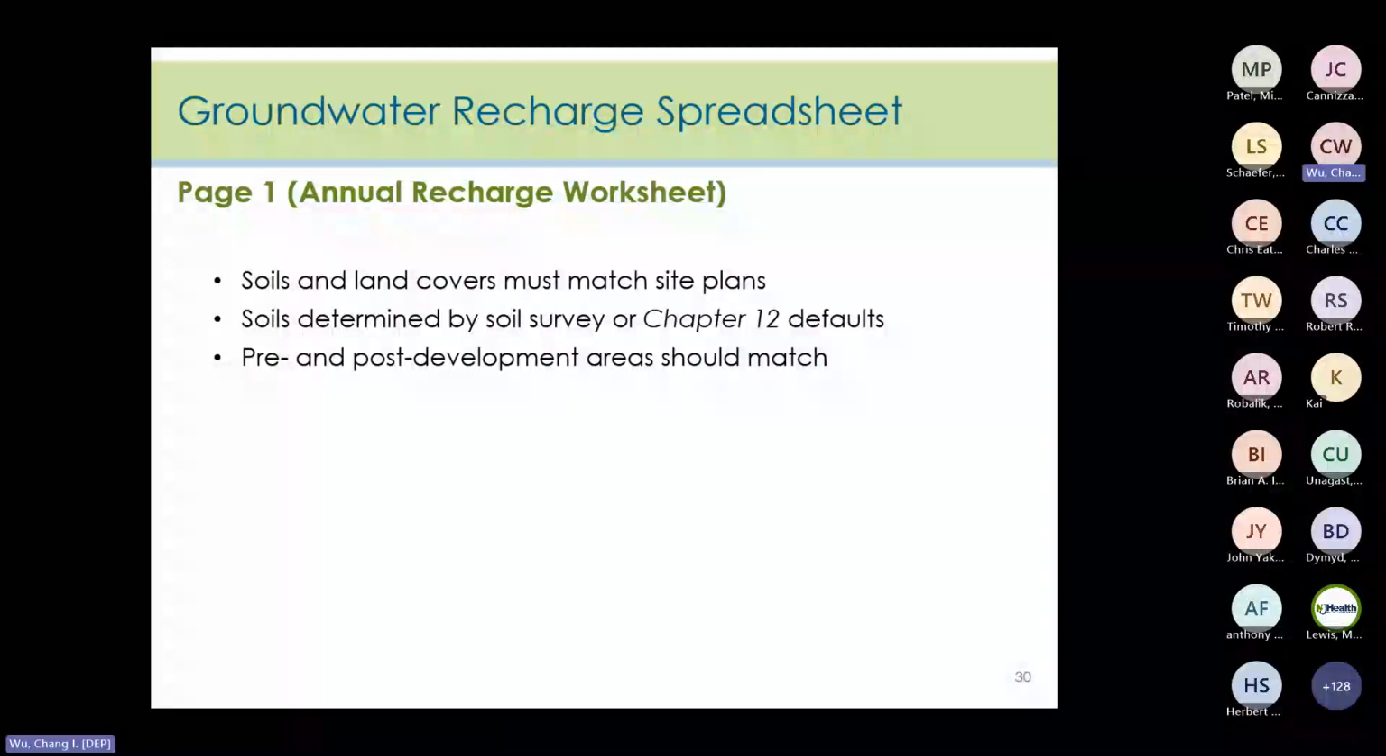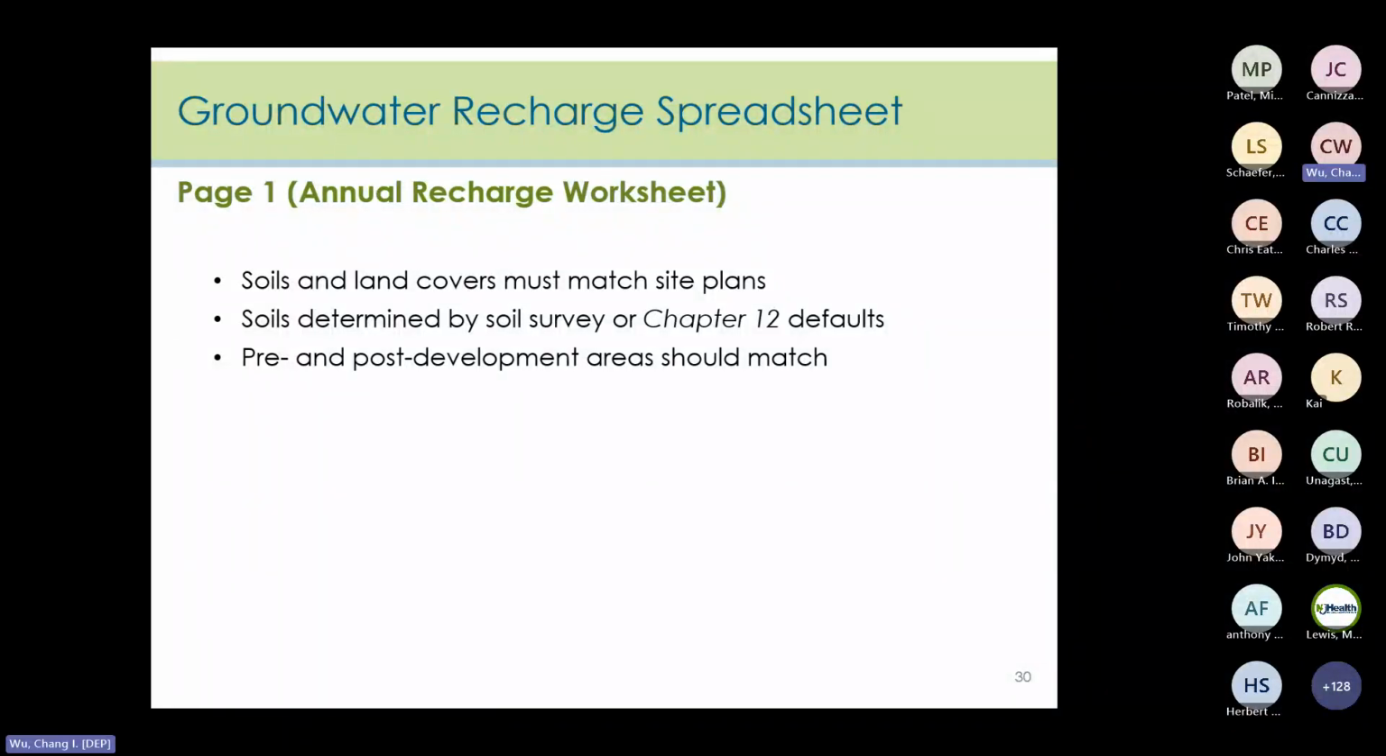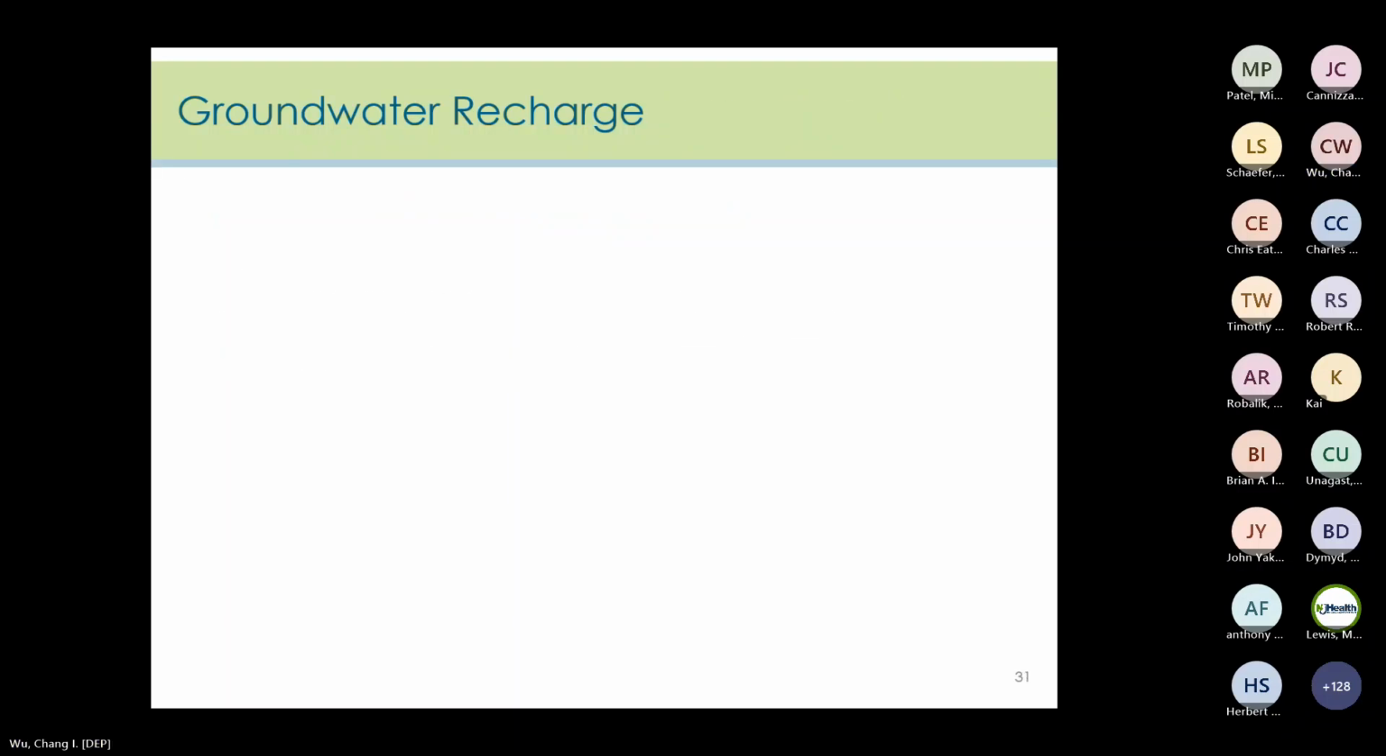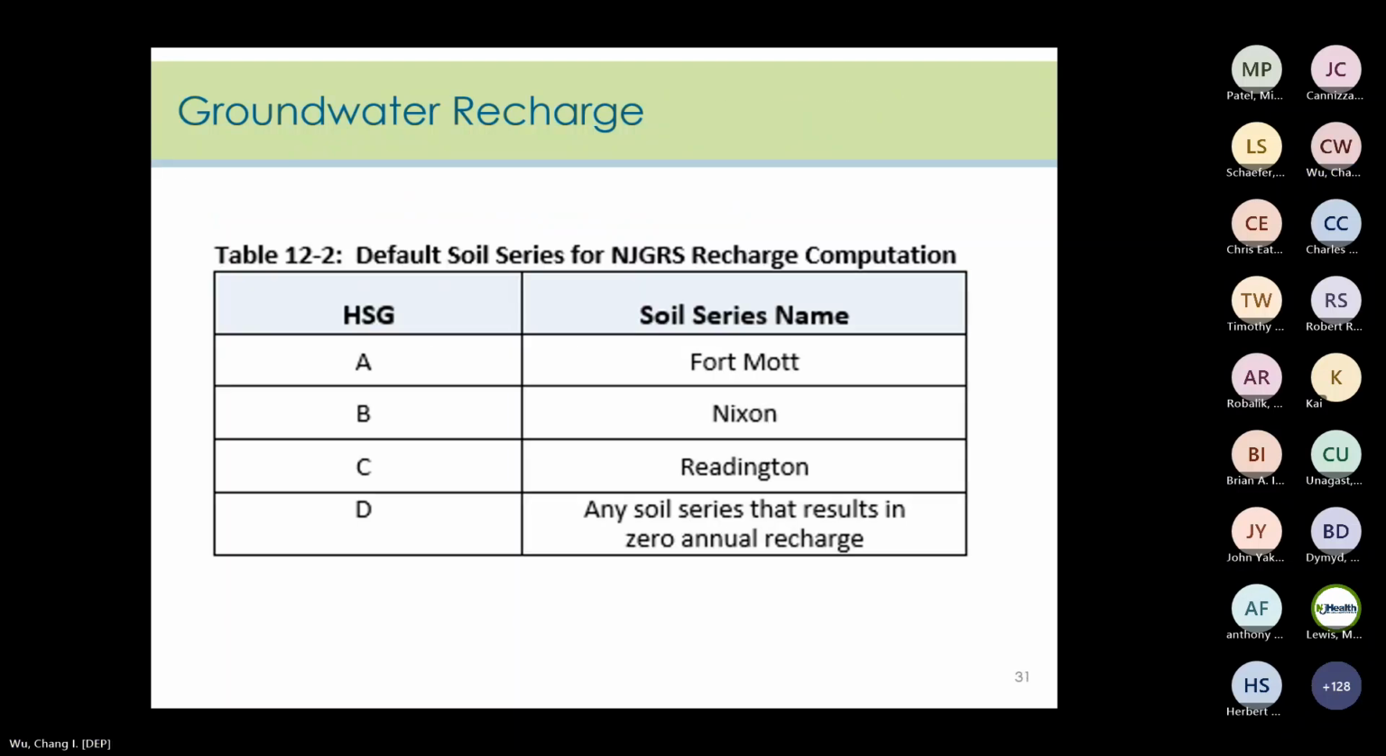Another note is that the areas should match. If you see that in the pre-development it says 10 acres, but in the post-development, the summary on the right-hand side is only 9 acres or 11 acres, then you have to ask the designer to verify the information, the inputs. Right now, there is the default soil series for NJGIS.